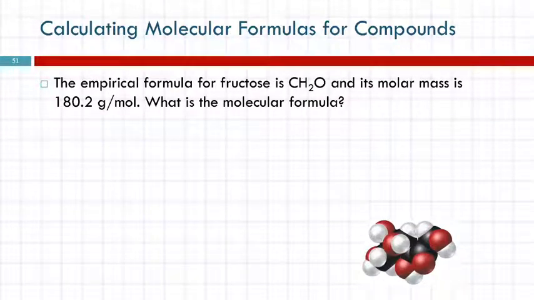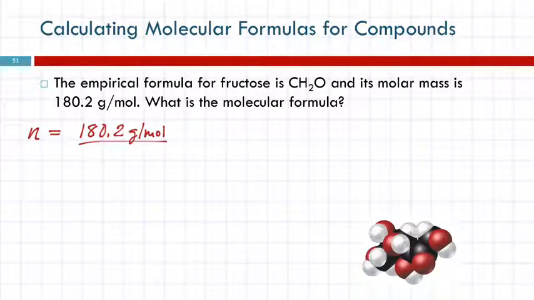So the empirical formula for fructose is CH₂O, like the first example we did. Its molar mass is 180.2 grams per mole. What's the molecular formula? Well, we need to know how many times to multiply the empirical formula. So N is going to be the molar mass of the compound divided by the mass of the empirical formula. Here's the empirical formula. We can calculate the mass of that, CH₂O.